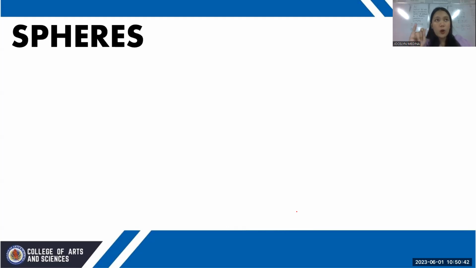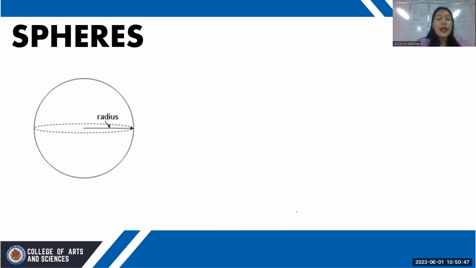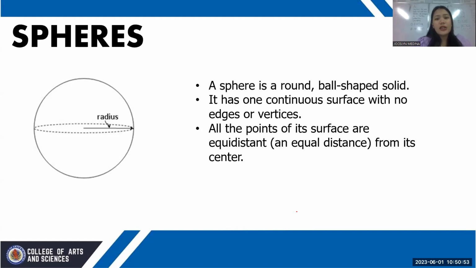Tatlo lang, di ba? Cone, sphere, cylinder. Si sphere naman, it's like a circle, pero in three-dimensional. Ngayon, ang example ng sphere natin is lato-lato. What else? Globe. Basketball. Softball. Lahat ng bola, pwedeng considered as sphere. Pwera lang ang football. Sa football, medyo pahaba kasi.